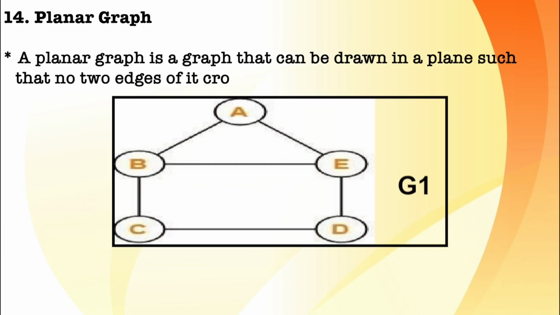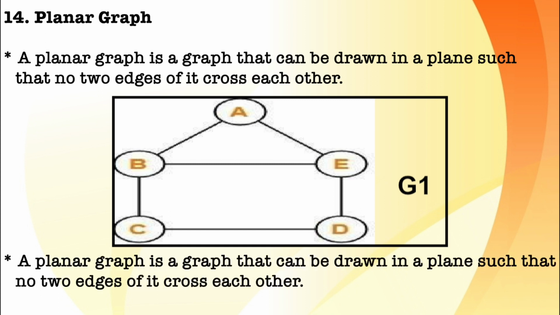Planar graph. A planar graph is a graph that can be drawn in a plane such that no 2 edges of it cross each other. The graph shown is a planar graph as it can be drawn in a single plane with no edges intersecting.